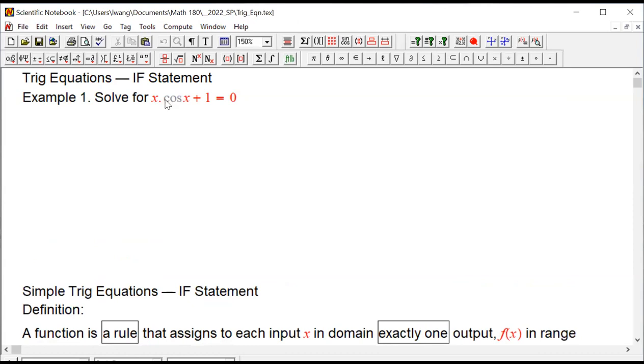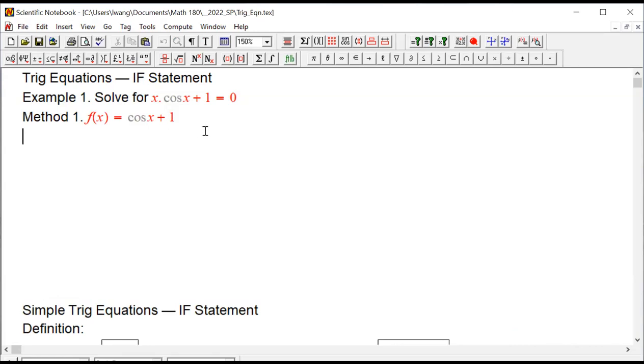Well, we can solve it as a function, right? If we consider cosine x plus 1 as a rule, the first method is that we view this as the rule of the function, and this function is f of x. We'd like to find the x-intercepts. That's what we're looking for, because f of x equals 0, and then we're looking for the x.